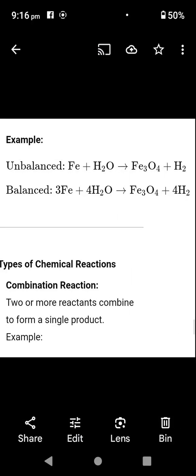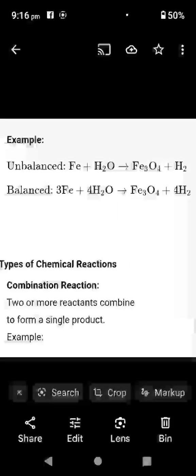For example, there is the unbalanced equation Fe plus H2O gives Fe3O4 plus H2, or you can say iron plus water gives iron oxide and hydrogen. You can see that in the reactant side the number of atoms of iron is 1, but in the product side there is 3, so you need to balance both. When we put the coefficient 3 before iron, iron is 3 on the reactant side and 3 on the product side.